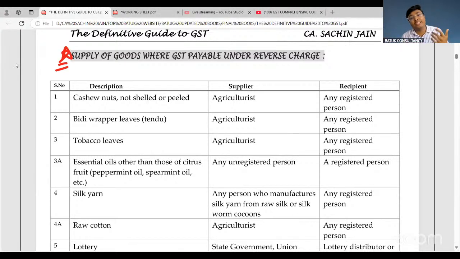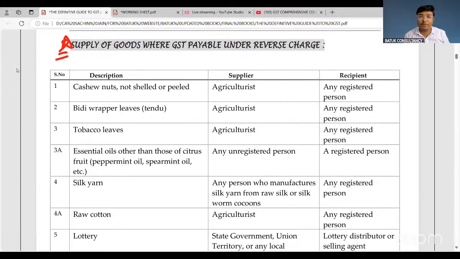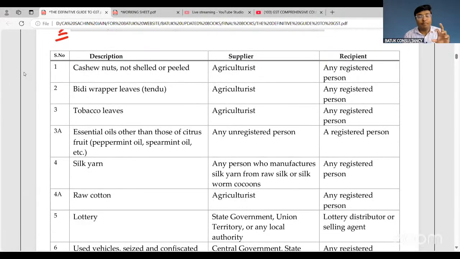Supply of goods where GST is payable under reverse charge mechanism. But for that purpose, you have to create one specific form with you so that in any litigation in future, you can save yourself. So you just need to connect with me. We'll share that format of the form as well. That is not prescribed by the government. That is just for the safer side. We are supposed to prepare that. That is like a contract note, you can say.